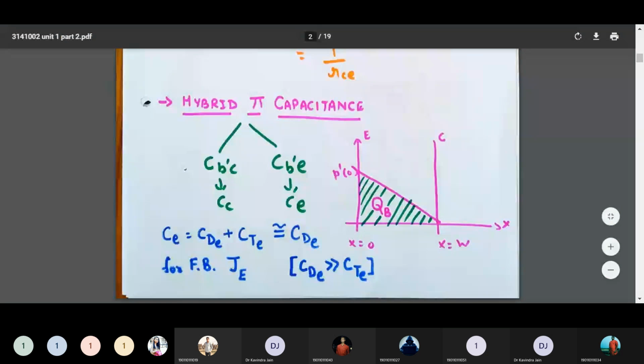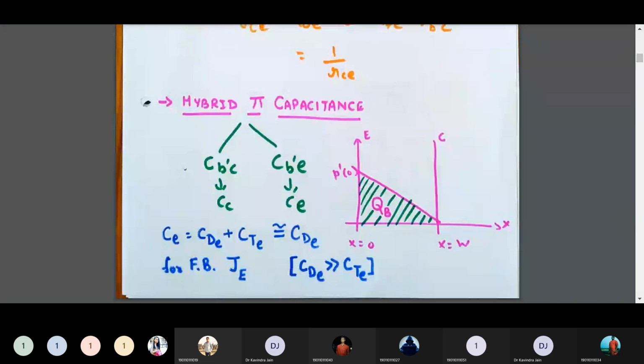I'm going to start the lecture very soon, and in the lecture, what I'm going to deal with you today is regarding the hybrid pi capacitances, validity of hybrid pi model, and variations of hybrid pi parameters. So I hope all of you have drawn the diagram that is being displayed on the screen. I hope my voice is audible and the screen is visible to all of you. Yes, sir.